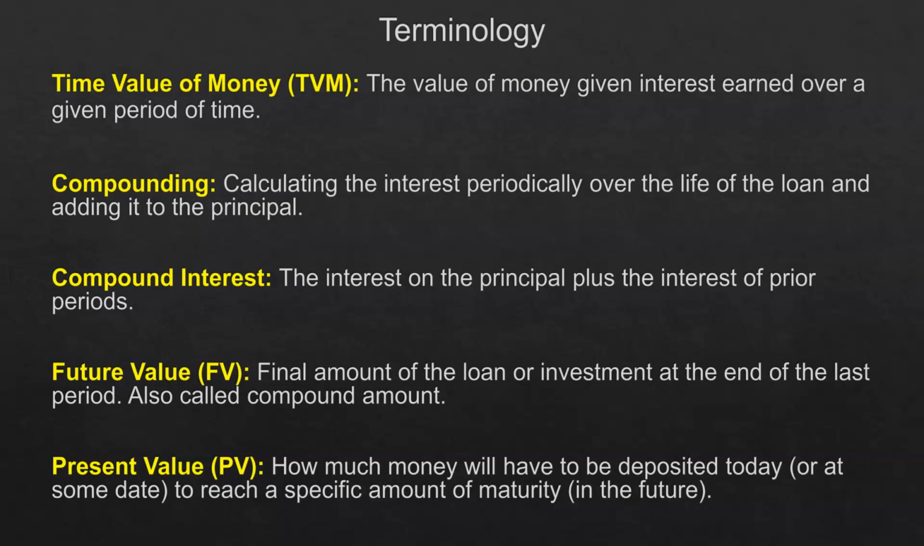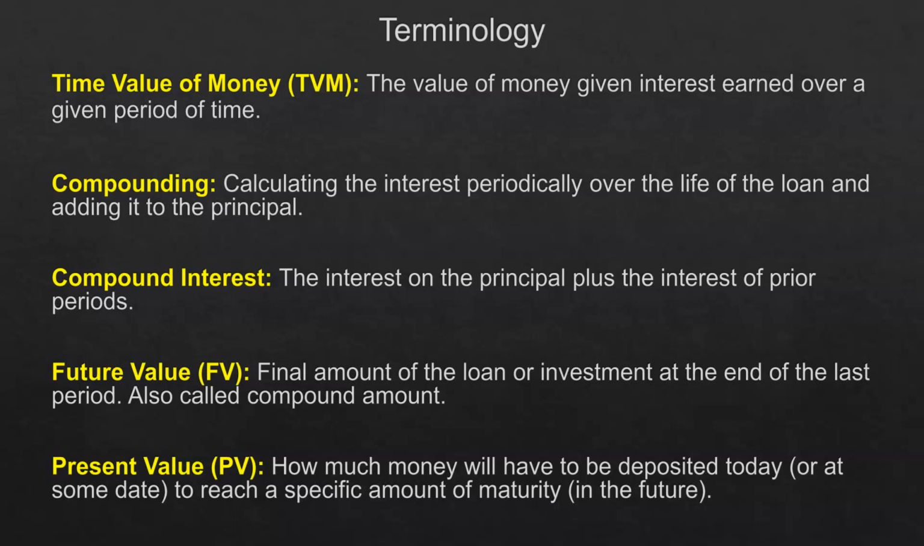Time value of money, that's the TVM keys that I've referred to, the value of money given interest earned over a given period of time. So the interest compounds and it adds to the principal, and that's kind of the whole point of compounding interest. Compounding is collecting the interest periodically over the life of the loan and adding it to the principal.